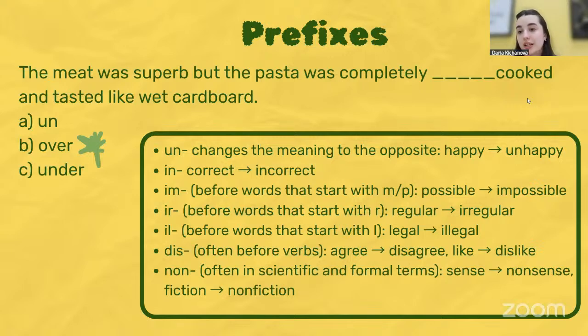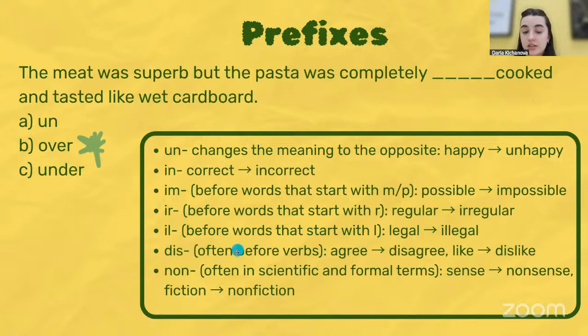And when we are talking about prefixes, when we usually talk about English tests, we have negative prefixes. So here you can see some examples of them, and all of them change the meaning to the opposite. Like we have un, in, im, ir, il, dis, and non.